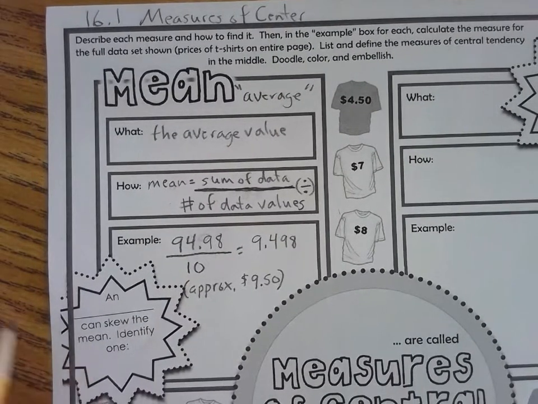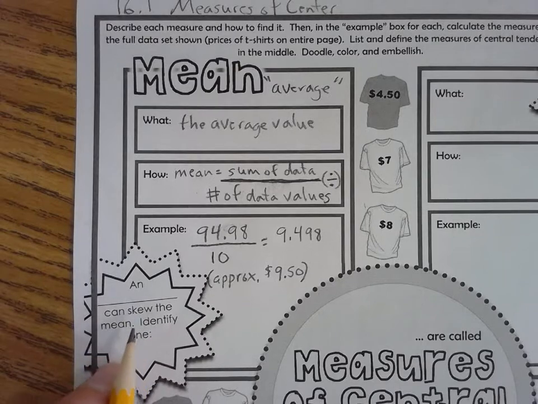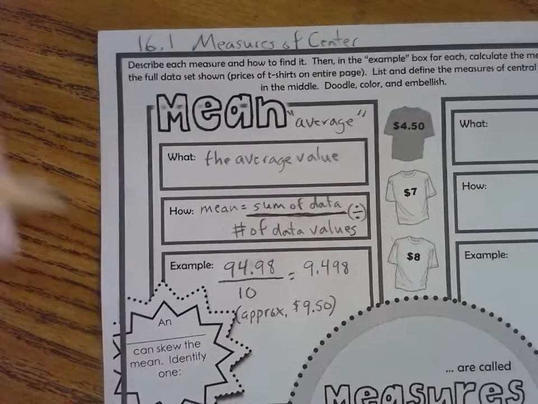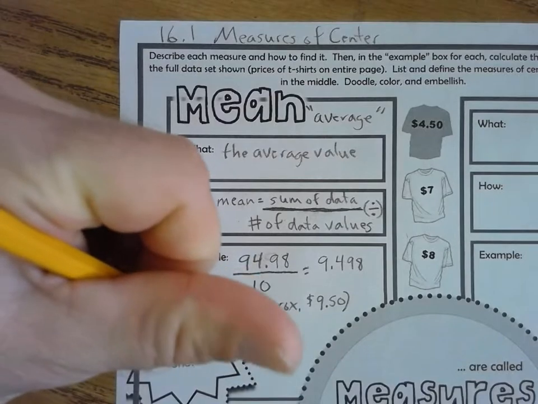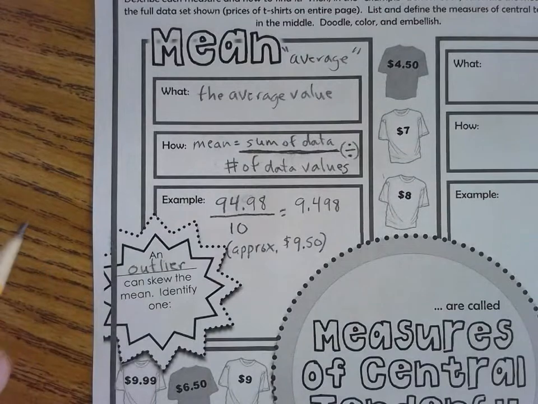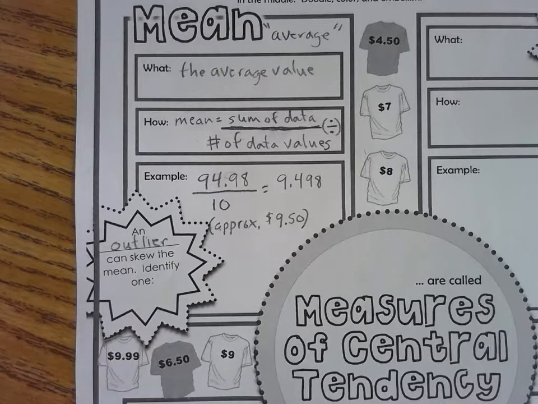Now, when you look at this little thing right here, it's talking about something that can skew the mean, or throw the mean off. The word that you need to be familiar with is outlier. An outlier is when you look at a group of data and you have a number that is way outside of the average, off by itself. It's a different number compared to the other numbers that we're looking at.